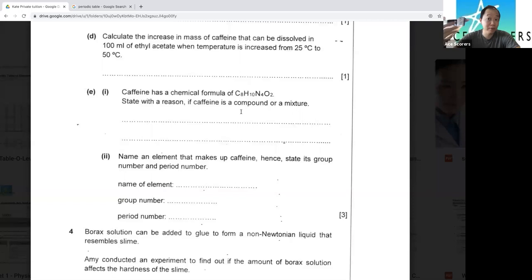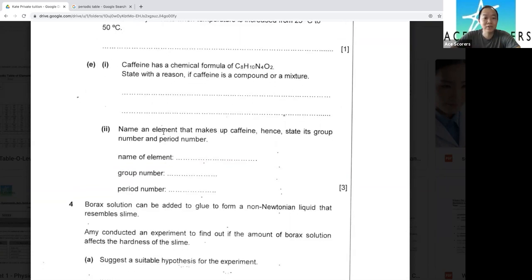Why? Because you need to remember the definition of a compound: two or more different elements chemically combined. Here you have carbon, hydrogen, nitrogen, oxygen, which is definitely more than two, and they are chemically combined. So it cannot be a mixture, it's a compound. That's it, right? And then they ask you to name, state its group number, period number. All these are keywords that you need to know, okay?